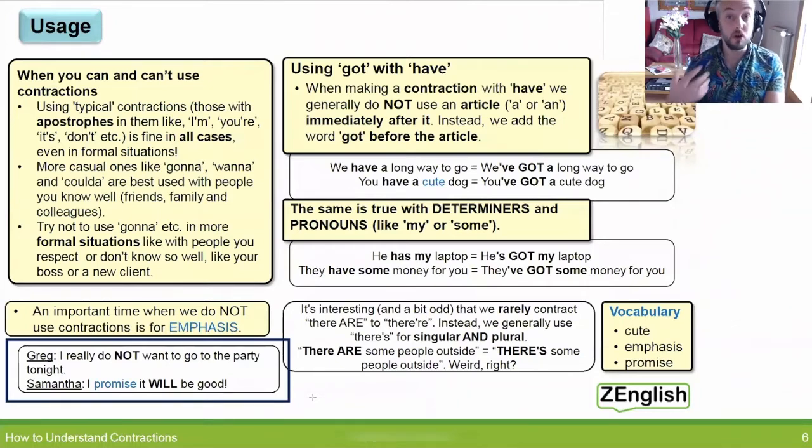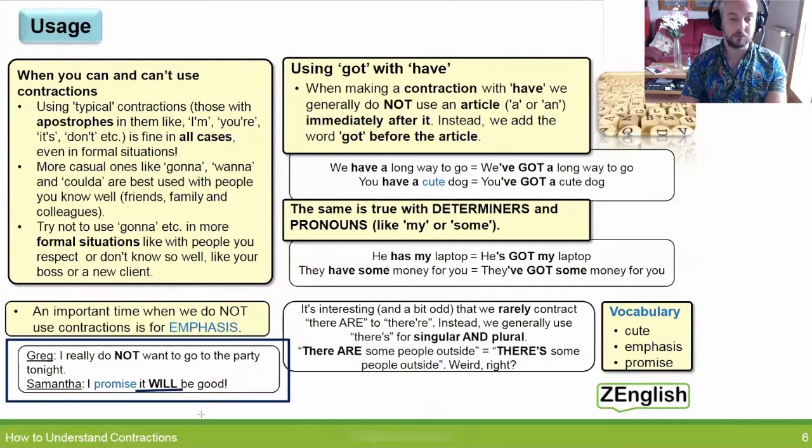I really do not want to go to the party tonight. I promise it will be good. So of course in this sentence, Greg could say don't. I really don't want to go to the party tonight. That's fine. That's natural. In this case though, to emphasize the way he thinks or feels or his current attitude, Greg separates the words, emphasizes not. In this case, I really do not want to go to the party tonight. Emphasizes his feelings here.